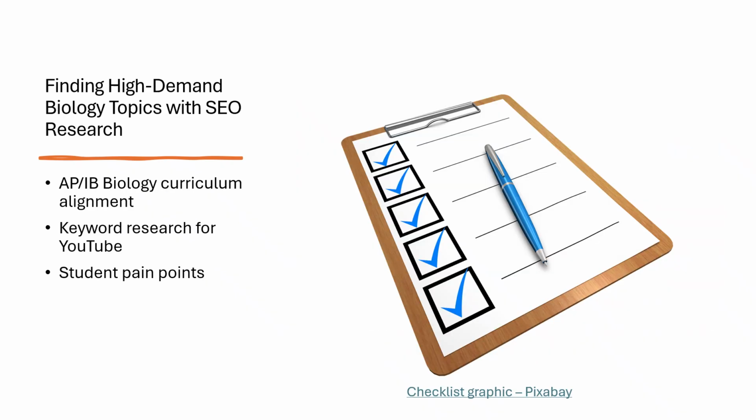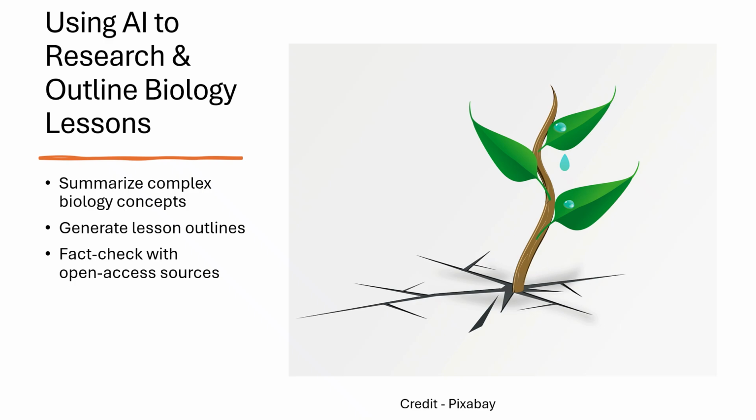I start by selecting curriculum-aligned biology topics that students are actively searching for, using YouTube keyword research to guide my choices. I use AI research tools to break down complex biology concepts, generate structured lesson outlines, and then verify everything with open access, peer-reviewed sources.